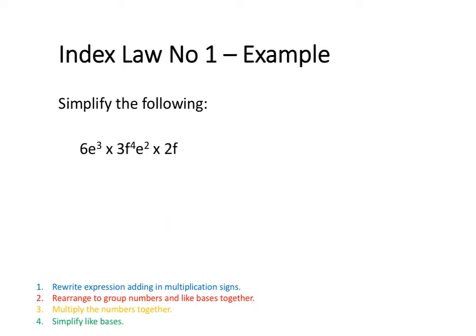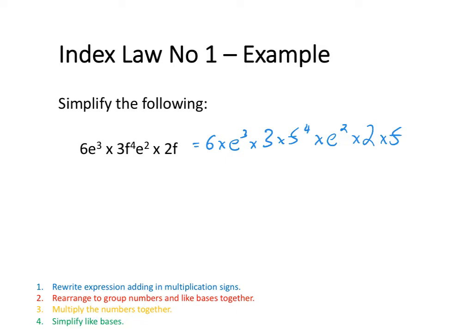So in my next example, I want to simplify 6e to the power of 3 times 3f to the power of 4 times e to the power of 2 times 2f. And I can do that by following the 4 steps. So the first step is to add in any multiplication signs that are missing and rewrite the expression. So that is going to equal 6 times e to the power of 3 times 3 times f to the power of 4 times e to the power of 2 times 2 and then times f. So I've added in the multiplication signs that were missing between all of my letters and numbers.